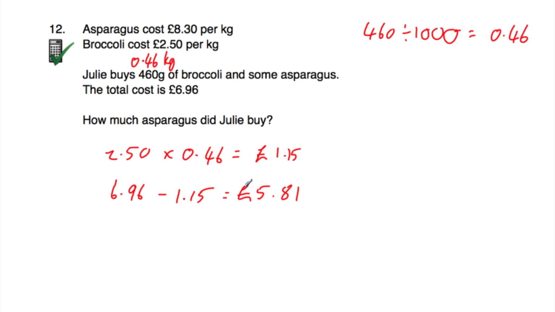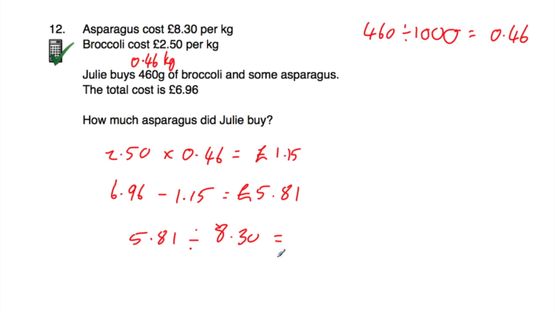So we can see she's bought less than a kilogram of asparagus, because if she bought a kilogram of asparagus, it would have cost £8.30, but she's only spent £5.81. Now to find out how much asparagus Julie bought, we need to divide how much she spent on it, the £5.81, by how much it costs per kilogram, the £8.30. And if we divide £5.81 by £8.30, that will tell us how many kilograms of asparagus Julie bought.